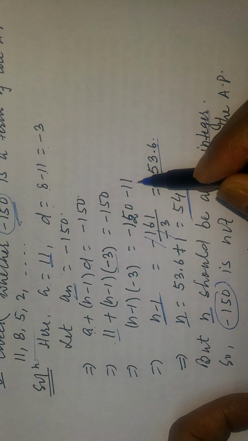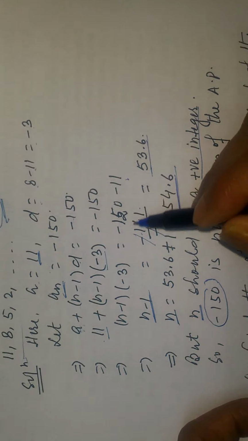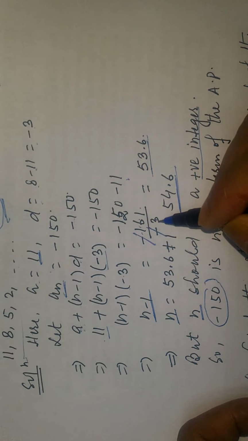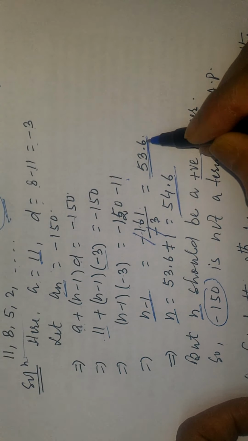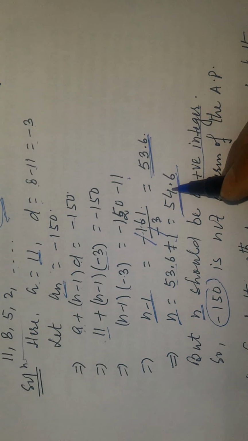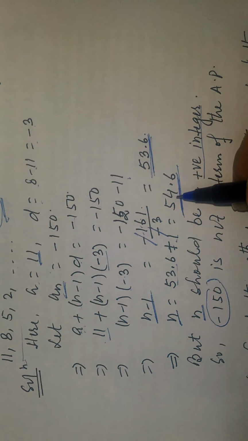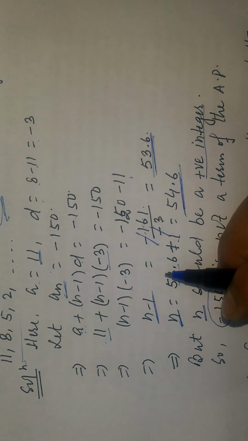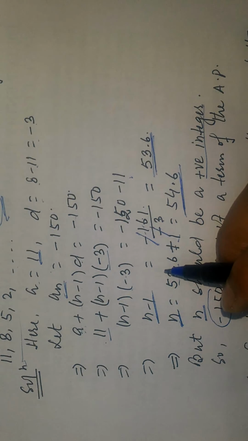So 11 this side, it gives you minus 161, minus 3 is there. So it is coming this side, minus cancels. So 161 by 3 is 53.6. So n is 53.6 plus 1, which means 54.6. Here it's very important to note that n is the number of the term. When we say first term, second term, third term, we do not say 1.5 term. So the numbering of a term cannot be a fraction, or negative.